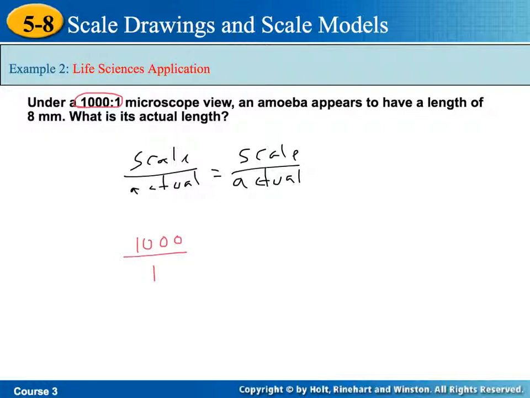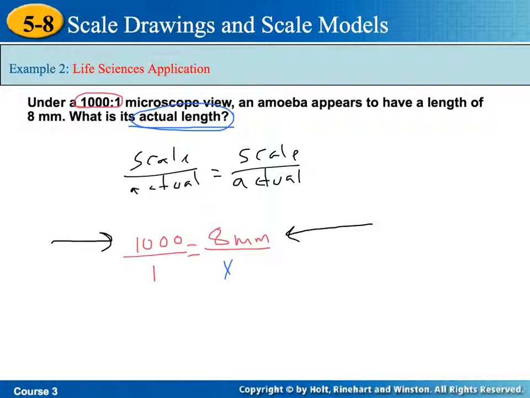Okay, then it says an amoeba appears to have a length of 8 millimeters. Now, what would that be? Is the actual length 8 millimeters? No, it's not. We're trying to find the actual length. Okay, it tells me right there, right off the bat, what is the actual length? I can put my X down right away. My actual length is not 8 millimeters. My scale length is 8 millimeters. If you look straight across, at 1,000 times, I find my amoeba is 8 millimeters.